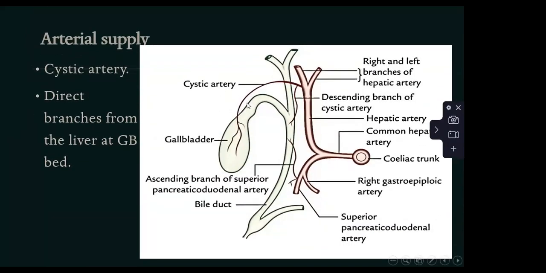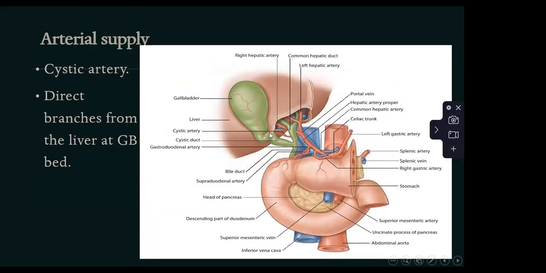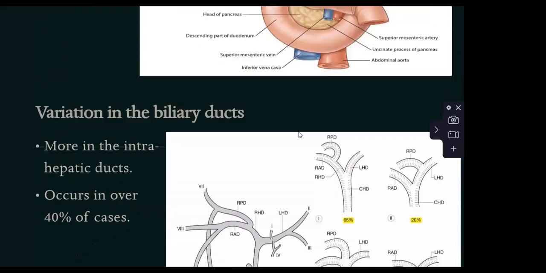Regarding arterial supply of the gallbladder, it is from the cystic artery, which is a branch of the right hepatic artery. This is also another picture of the cystic artery, which is branching from the right hepatic artery.